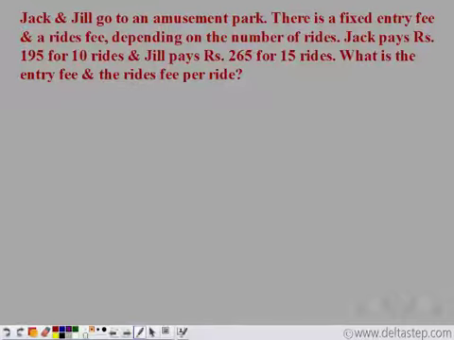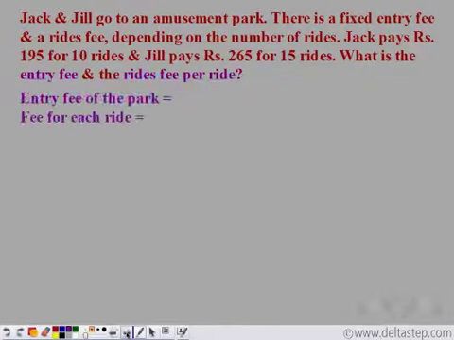So what are the unknowns here? First, we see that the unknowns are the entry fee and rides fee per ride. These are the two unknowns. So let us denote these by two variables. Let us denote entry fee by a variable x and fee for each ride by a variable y. So for each ride, Jack and Jill have to pay a fee of y. So x and y are the two variables.